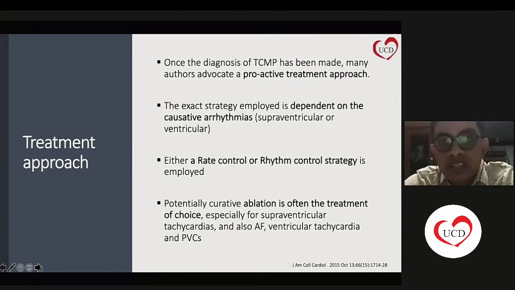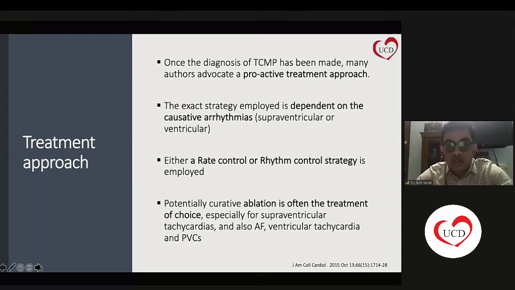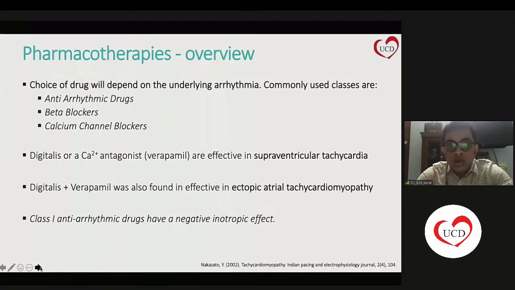Treatment: once it is suspected, proactive treatment is necessary. The strategy depends upon the causative arrhythmia, whether it is supraventricular or ventricular. Either a rate control or a rhythm control strategy is employed. Potentially curative ablation is often the treatment of choice. If we look into the overview of the pharmacotherapies, the choice of drugs depends upon the underlying arrhythmia. Commonly used classes are antiarrhythmic drugs, beta blockers, and calcium channel blockers.